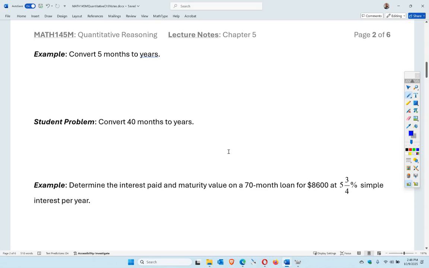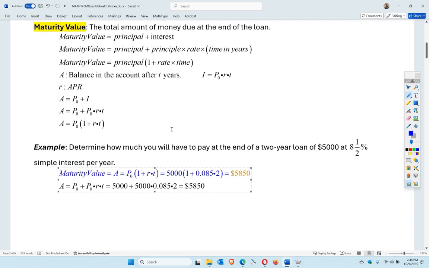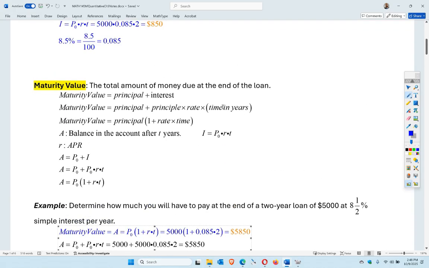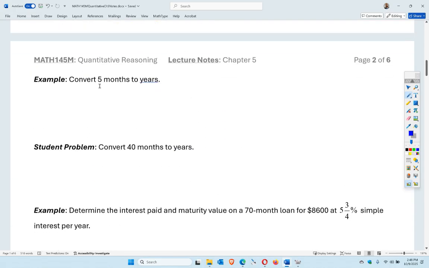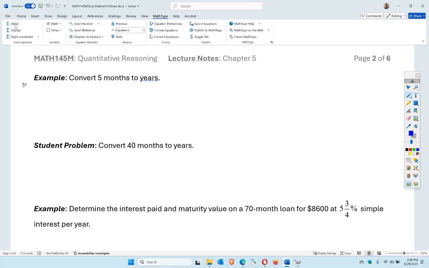This is Chapter 5, Section 1, Part 2. So the problem is the formulas are in years, right? So if you get months involved, you have to do a little bit of a conversion, right? Because if I go back here, you'll notice it says time in years, right? Okay. Well, let's set this up here.